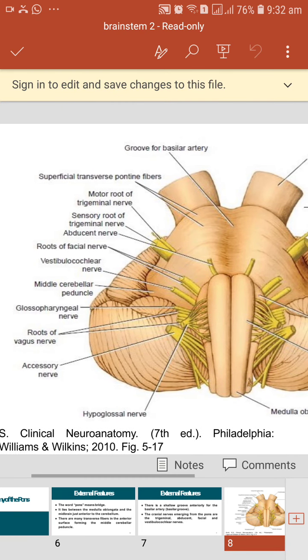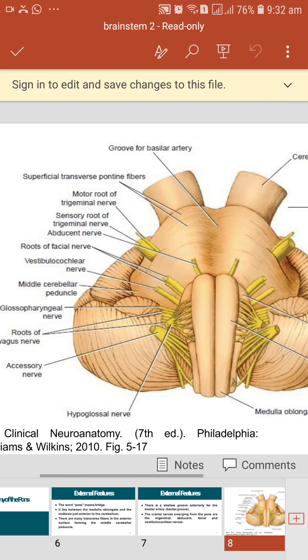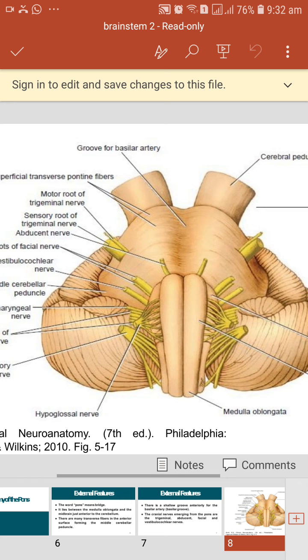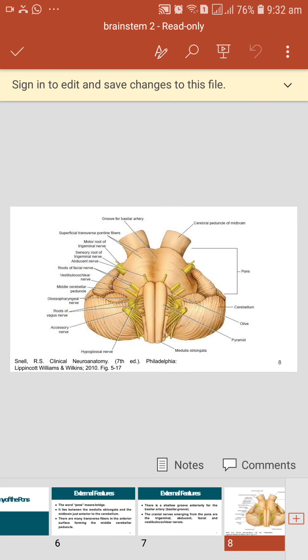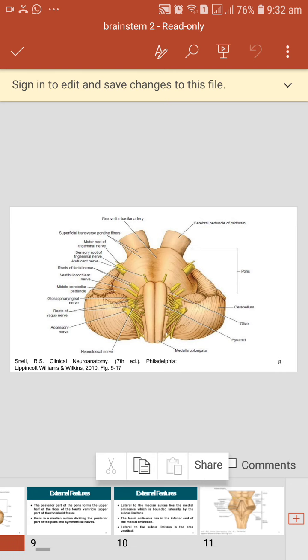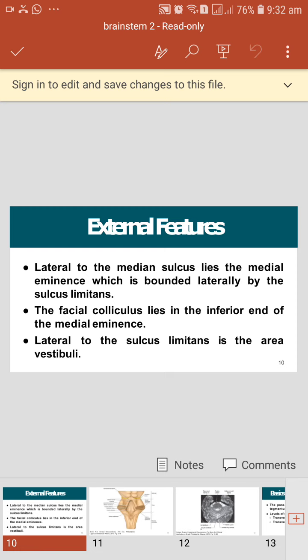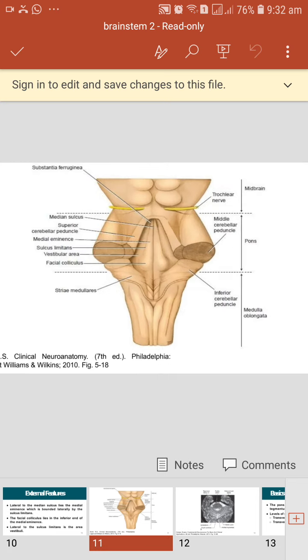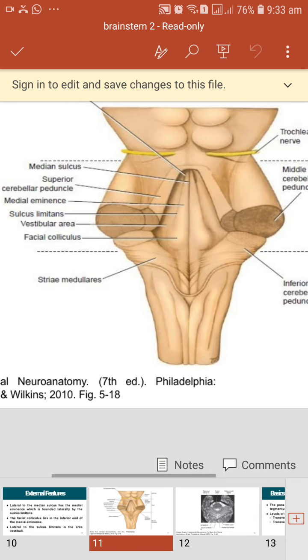So the 6th, 7th, 8th and the fifth cranial nerves are included in the pons, and mainly the 6th, 7th and 8th come in the caudal portion of the pons. This was the ventral section of the pons. This is the dorsal portion of the pons, where you can see the facial colliculus, which is the bulge formed due to the winding around of the nuclei.